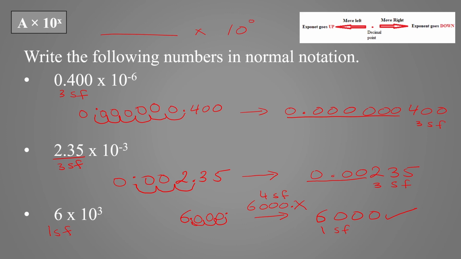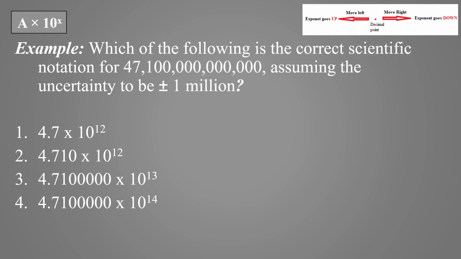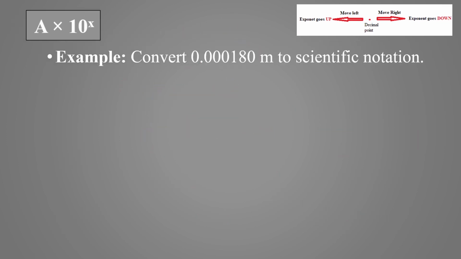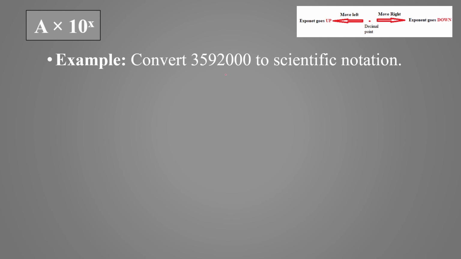Now let's see one more example. It has a little bit more information, more words that we need to use to solve this problem. So this is a multiple choice problem, right? So which of the following is the correct scientific notation for this very large number, assuming that the uncertainty is plus or minus 1 million years. So this is some extra information given. Before, in the previous examples that we did, for instance this one, there was no decimal point here, right? And no extra information given. So we knew that this has only 4 sig figs for sure, and these zeros are not significant.